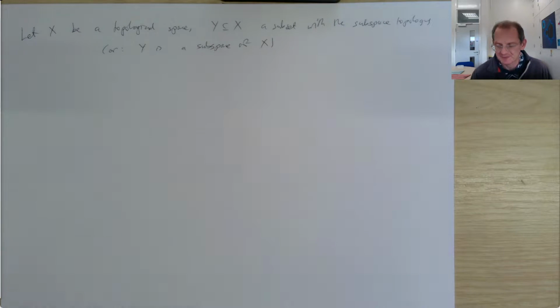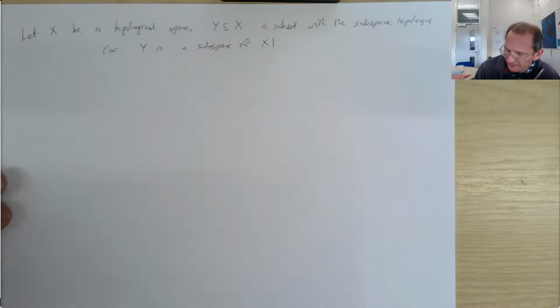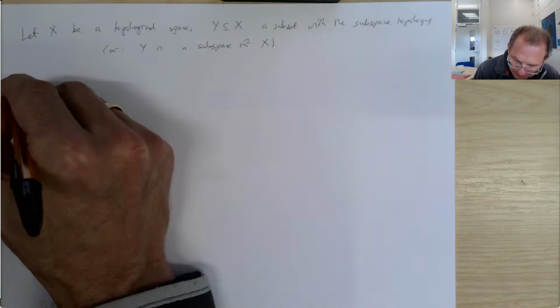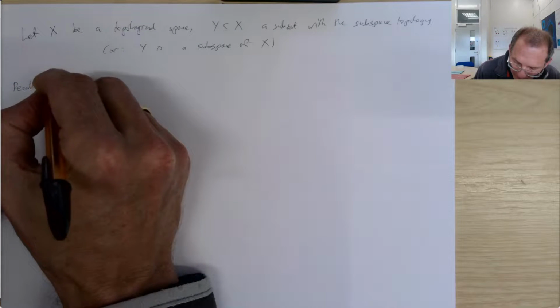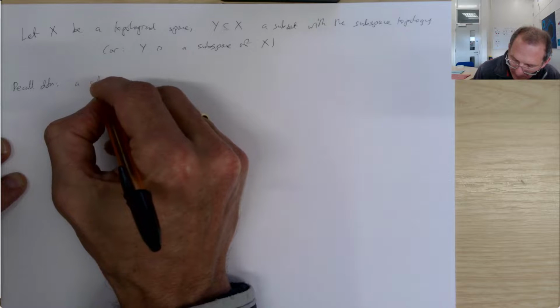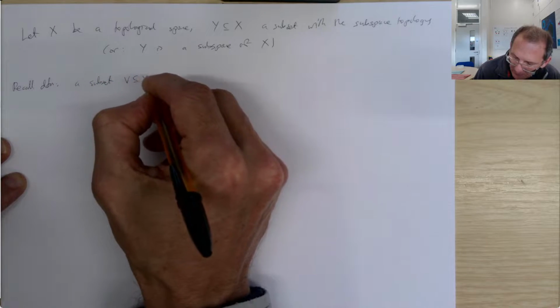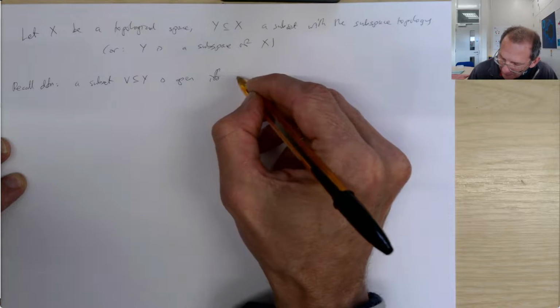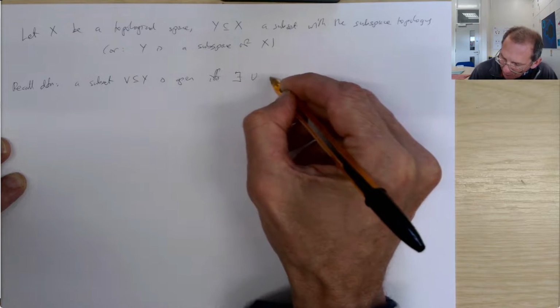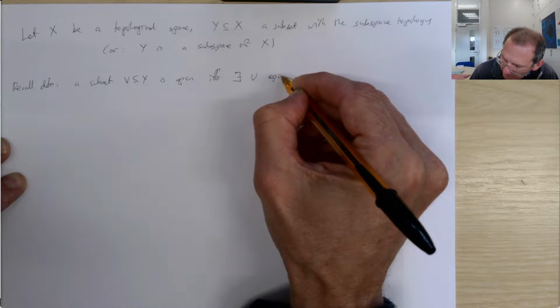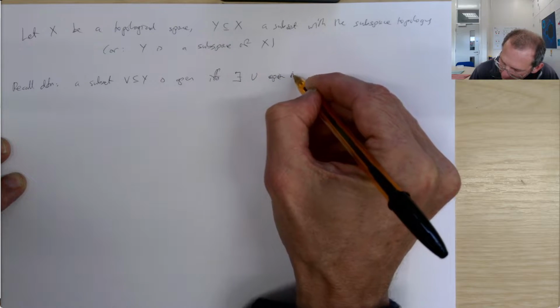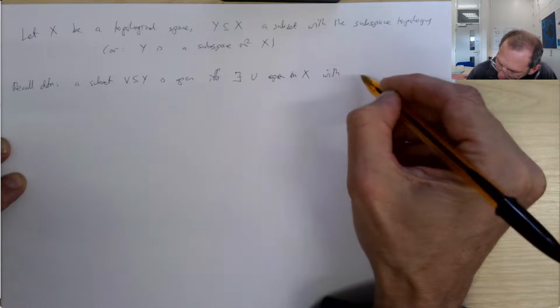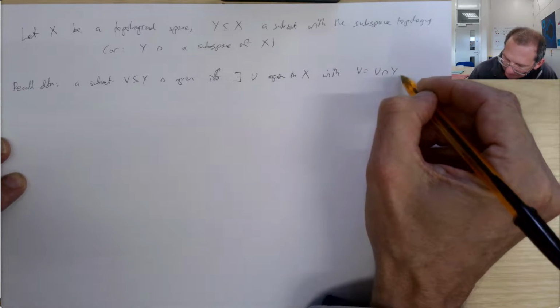When I say Y is a subspace of X, I mean it's a subset of X, and we're considering it as a topological space using the subspace topology. That's what that means. Okay. So let's recall the definition. A subset V of Y is open if and only if there exists some U open in X with V being U intersect Y.